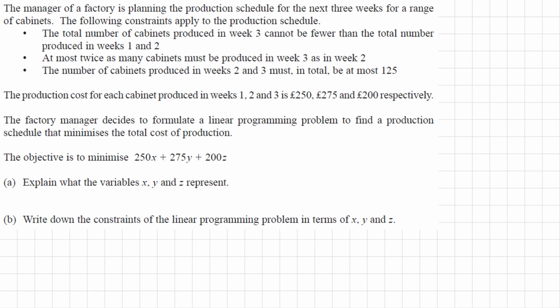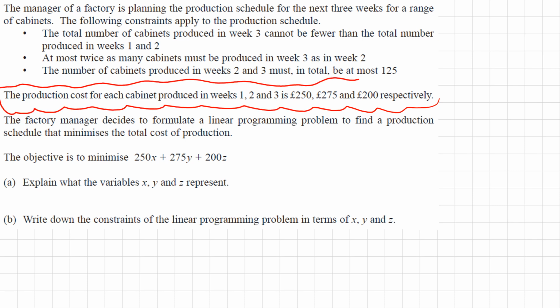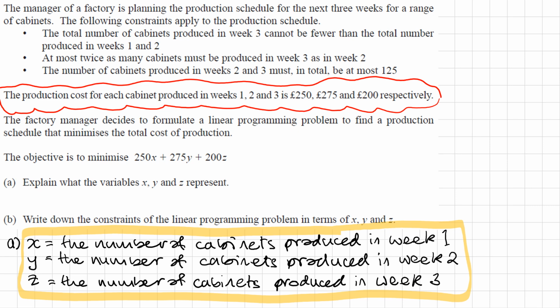Now the clue to that answer is in this part here, because I see 250, 270, 200, which are the coefficients of x, y and z. So that must be the number of cabinets produced in week 1 for x, the number of cabinets produced in week 2 is y, and the number of cabinets produced in week 3 is z. In part B, write down the constraints of the linear programming problem in terms of x, y, and z.